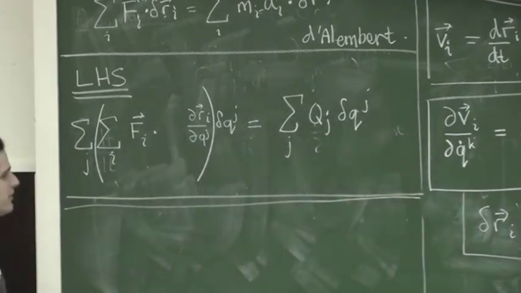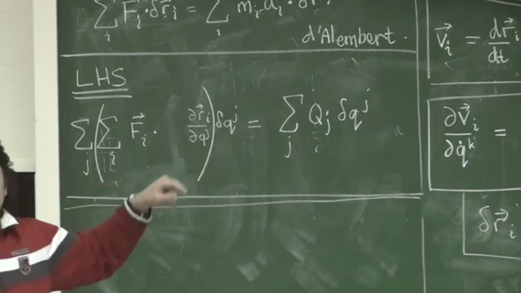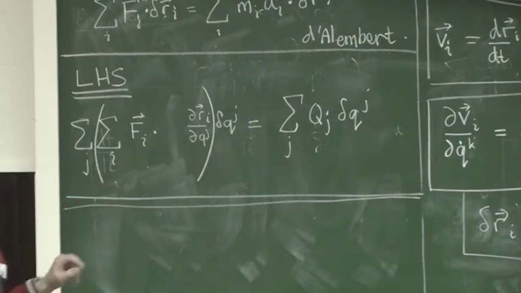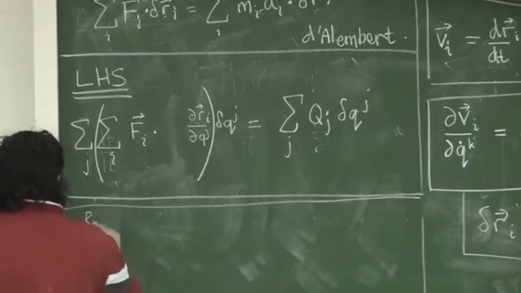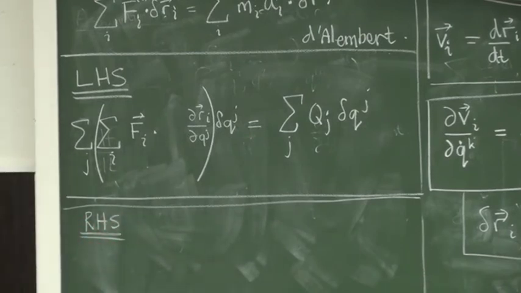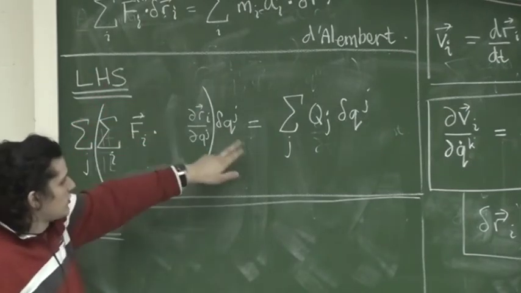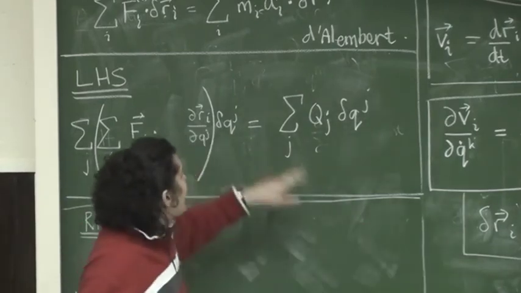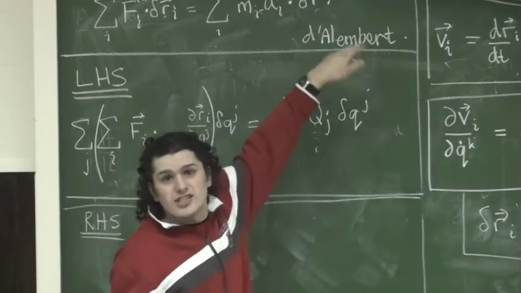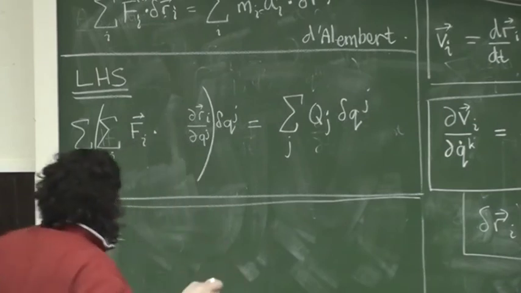Hey, you might say that was easy. Why did we derive all those hard-looking things if that was so easy? This is why: the right-hand side. We're going to start the same way. How do we start here? We change delta ri into delta qj. We'll do the same thing here.